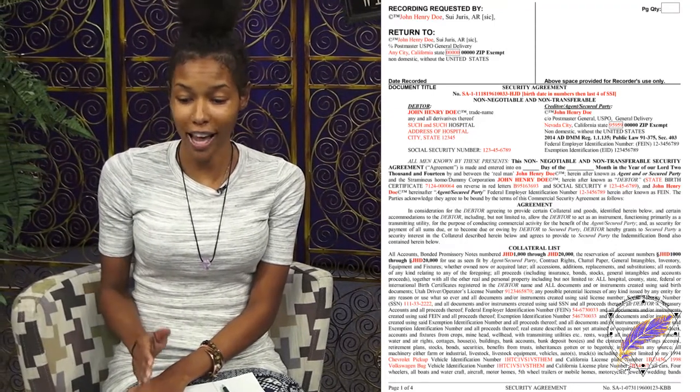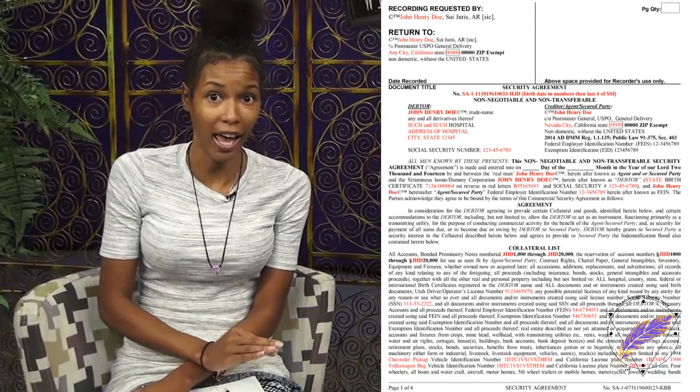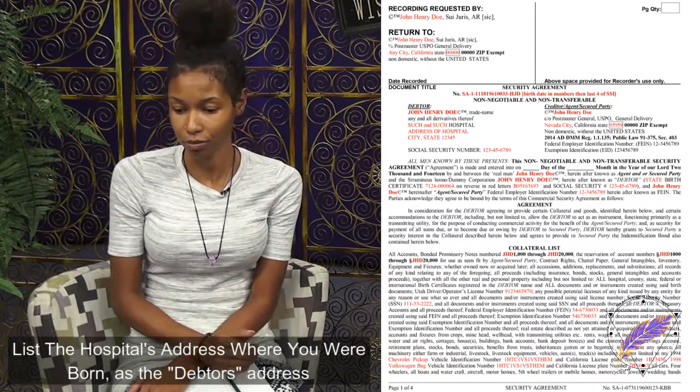Scrolling down, you list the address of the debtor. I want to go into this, because this is something that you're going to put on your UCC-1 statement as well. For the address, you want to list the hospital where you were born. You want to list the address where you were born, the hospital's address, as the debtor's address. Make that clear. Wherever you were born, put that address.